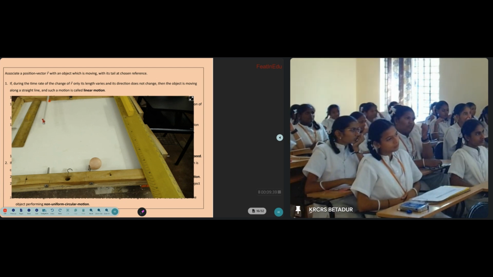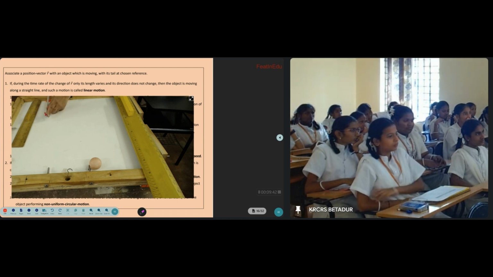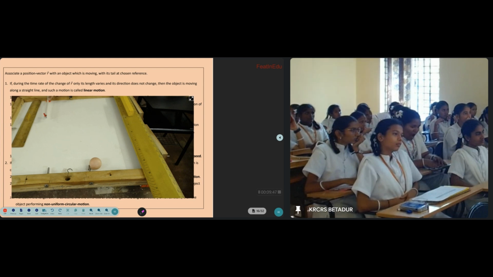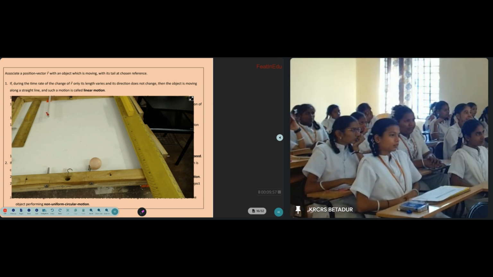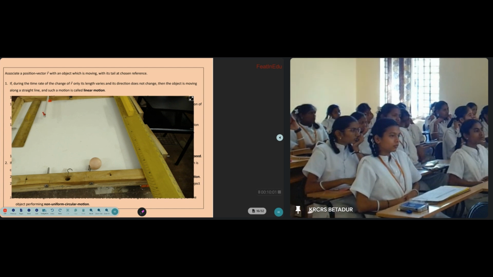Now you see, I have explained the first thing. You can get it on the board. If I associate a position vector R bar with the object, with its tail at the reference point, this is the tail of the position vector. I am attaching it to the chosen reference. This red color point is the reference point.